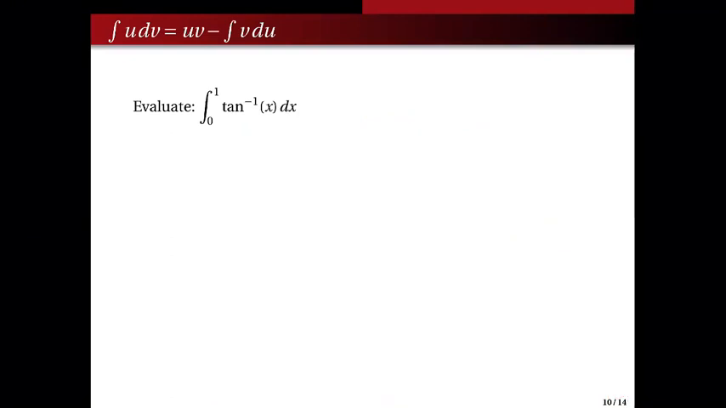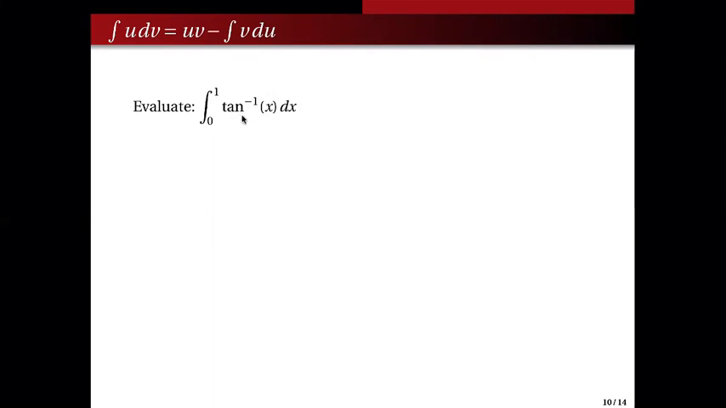Now we have the integral from 0 to 1 of tangent inverse x dx. So in here, what I'm going to show you is a combination of integration by parts and substitution rule. The solution for this needs integration by parts first, and then later you'll have the substitution rule.